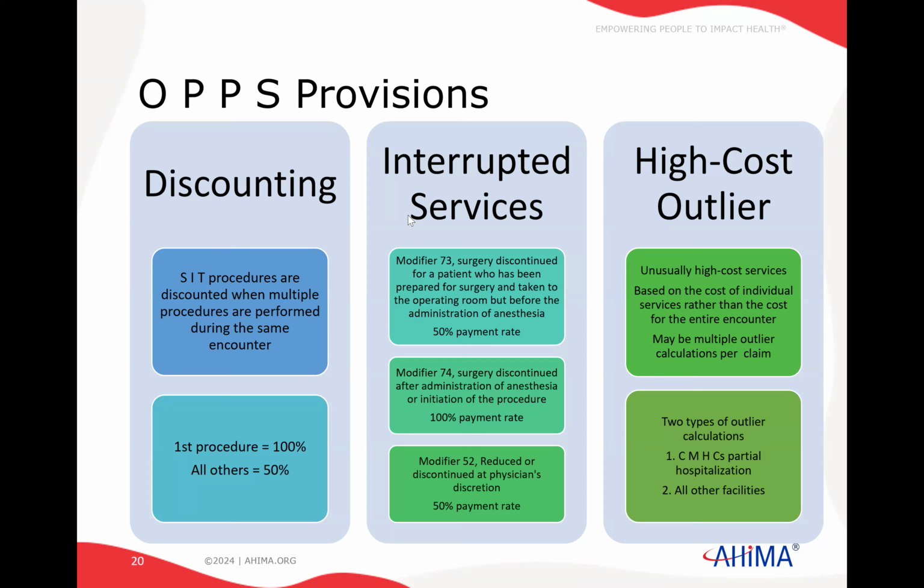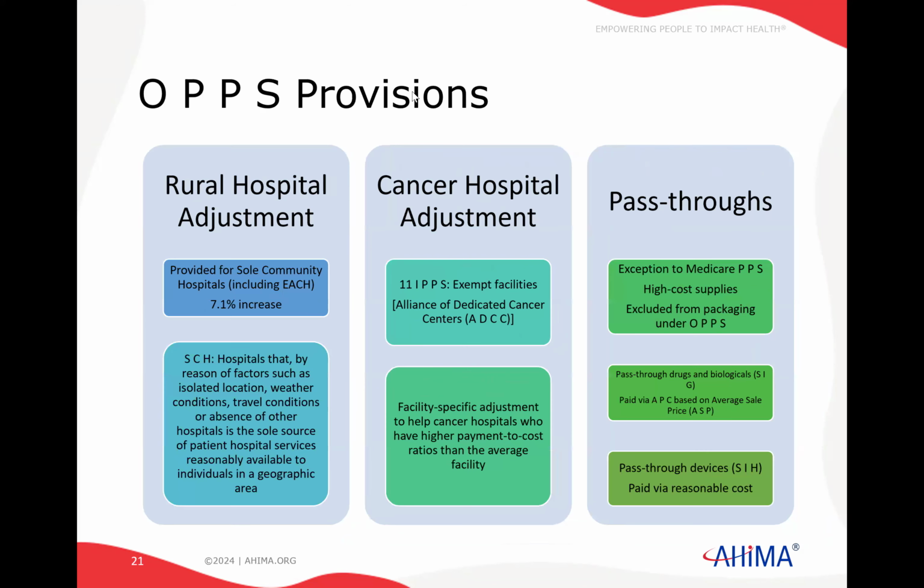There are modifiers applied. You can see an example here with modifier 73, surgery discontinued for a patient that's been prepped for surgery and taken to the OR before administration of the anesthesia. And again, we have some high-cost outlier services that are calculated in as well. We also have adjustments to certain hospitals, and these include such things as rural hospital adjustment, cancer hospital adjustments, and pass-throughs.